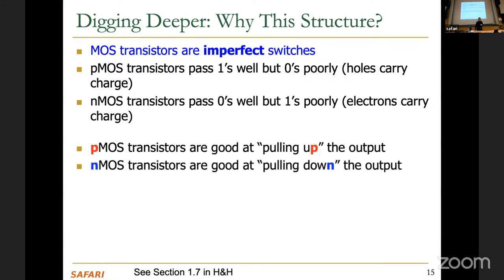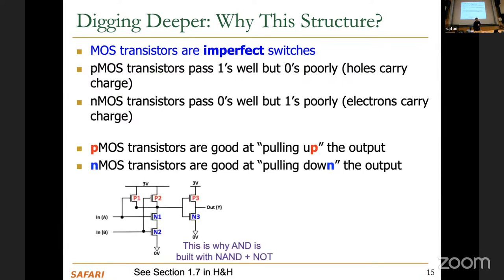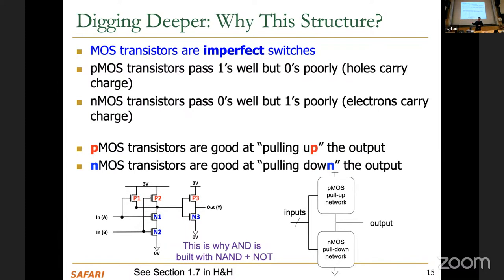Okay, this I already said. P is up, N is down. This is why AND is built with NAND and NOT, right? We already said that also. And that's the circuit structure in CMOS.